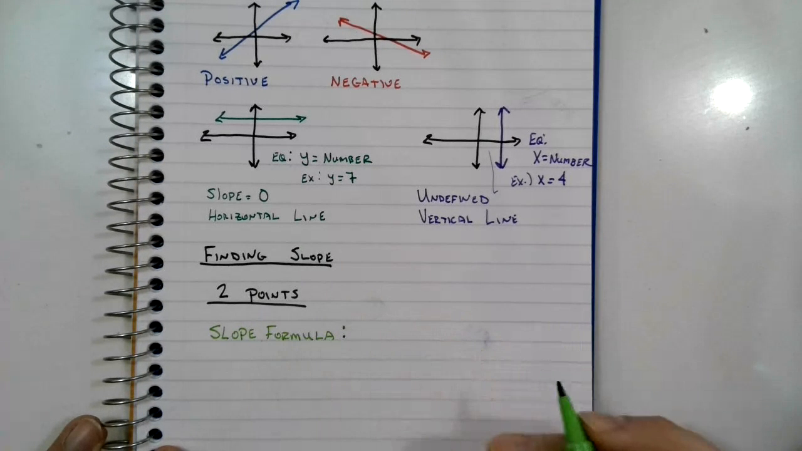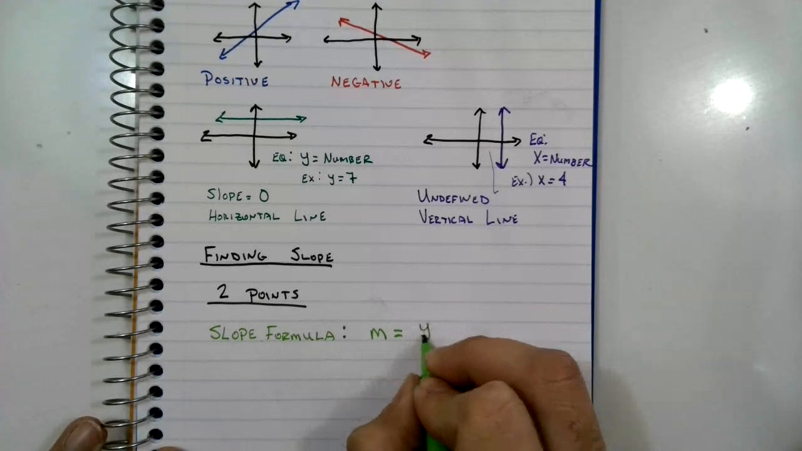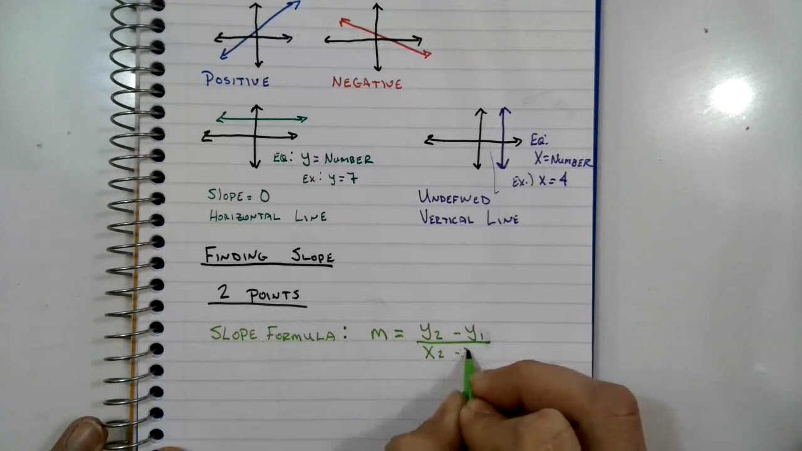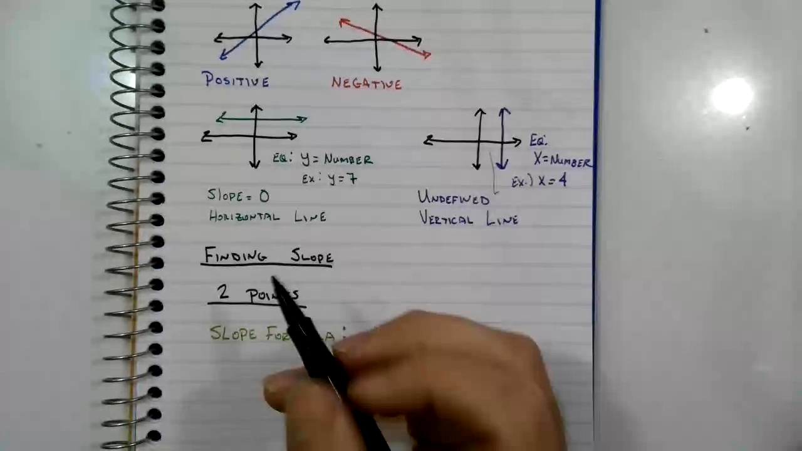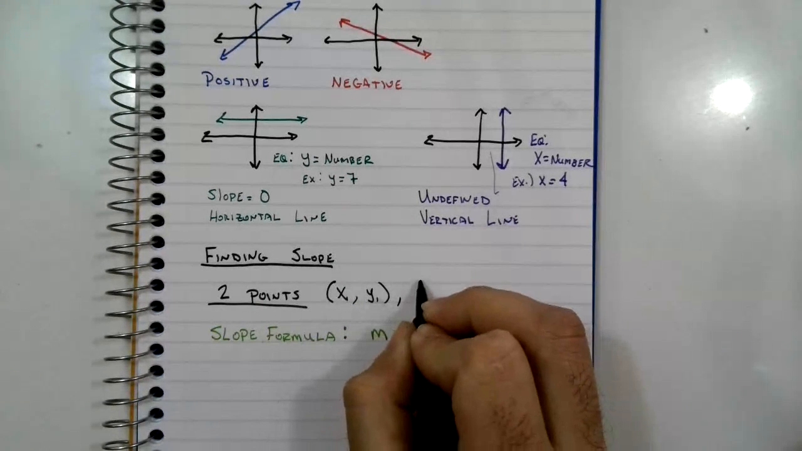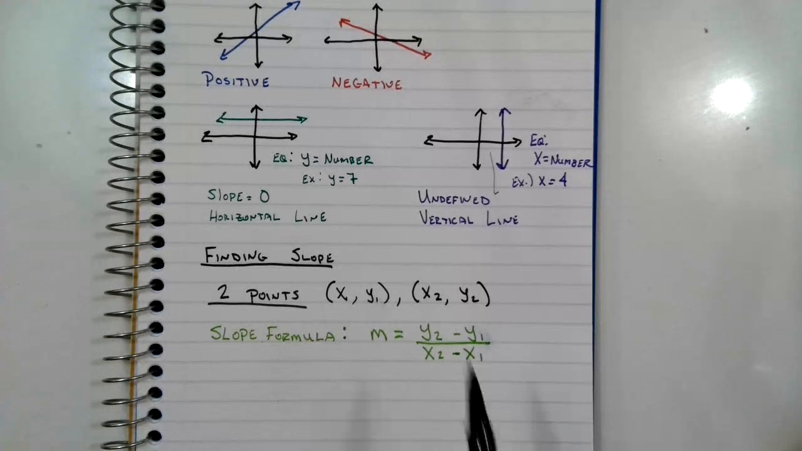And the slope formula is m equals y2 minus y1 over x2 minus x1. Okay? These are points on any type of graph or a line, and we would use those 2 points to find slope. So, when we have 2 points, say you have 1 point x1, y1, and x2, y2. Okay? Those would be our 2 points.